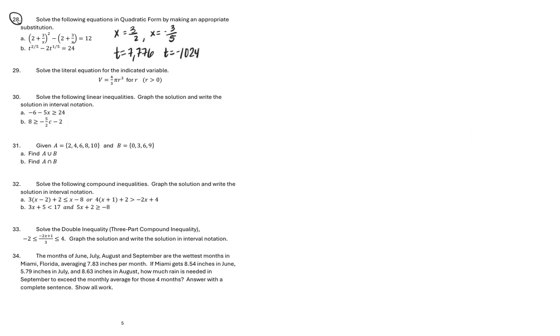Okay, let's move on to question number 29. It says solve the literal equation for the indicated variable. So v equals 4/3 pi r cubed, and then we're going to be solving for r. So for r, I want to get everything away from r cubed first.